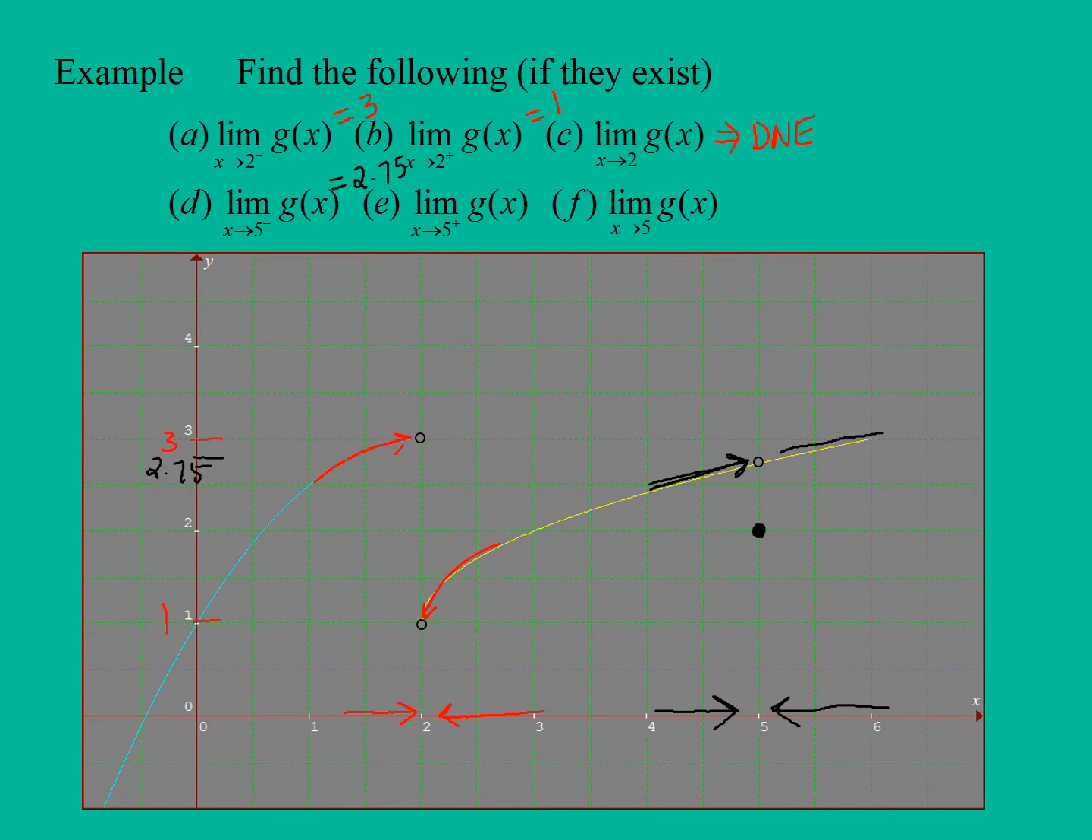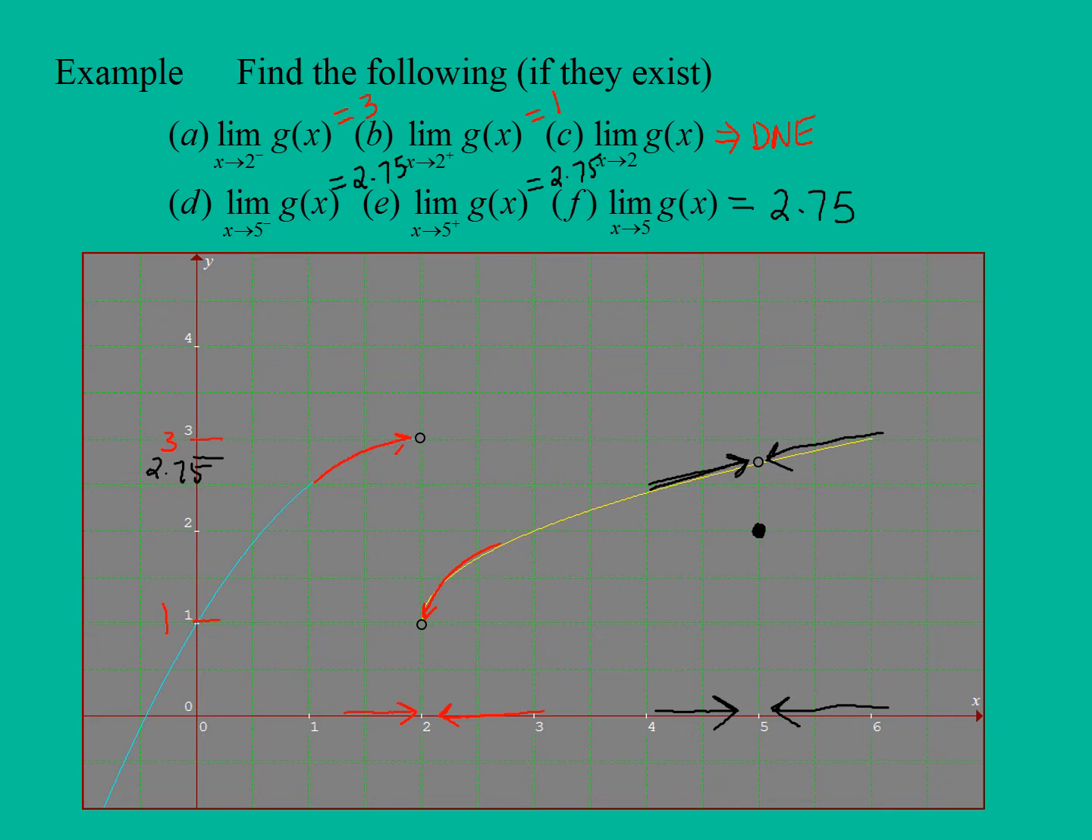Part E says the limit of g of x as x approaches 5 from the right. And again, we're not concerned with where the function is defined. We want to know what the y values are approaching. And again, it looks like it's approaching 2.75.